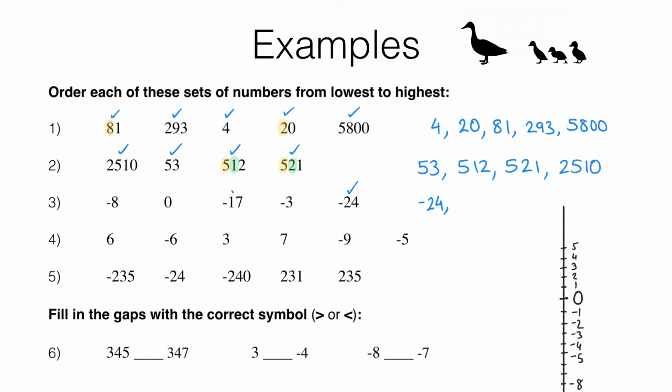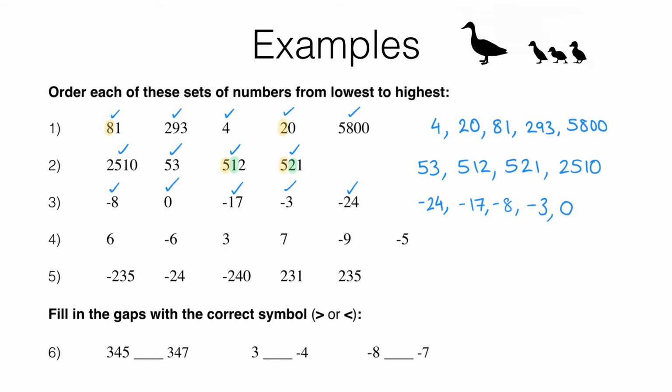So that means -24 is actually the lowest of these numbers. And -17 would come next. Then you would have -8. Then you would have -3. And finally, you would have 0. I'm just going to get rid of all of this. And there we have 0. So we're done with question 3.